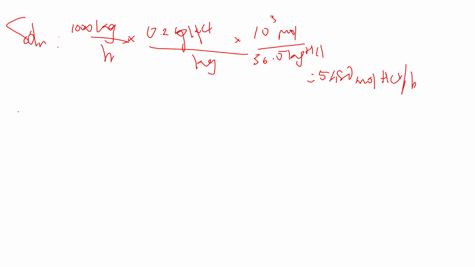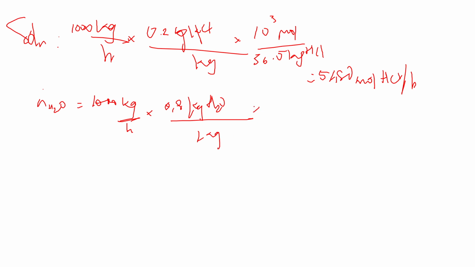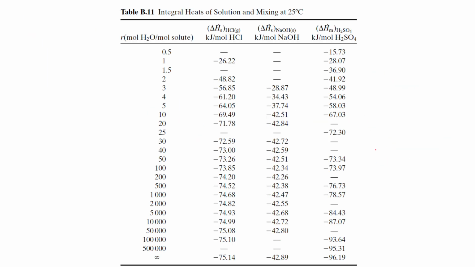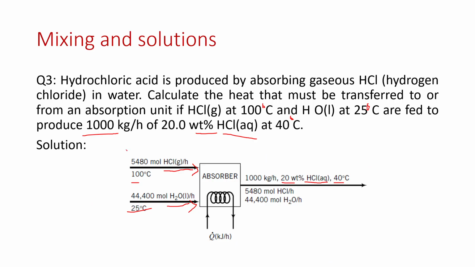Similarly, to find the moles of water, 1000 kg per hour into the remaining 80%, that is 0.8 kg water per kg of the product, into 1 mole by 18 kg water, which is the molecular weight of water, which will give us a value of 44,400 moles of H2O per hour. So these two values we have found out, and these are the values written in the question here. So similar moles after absorption will be obtained from the product also.